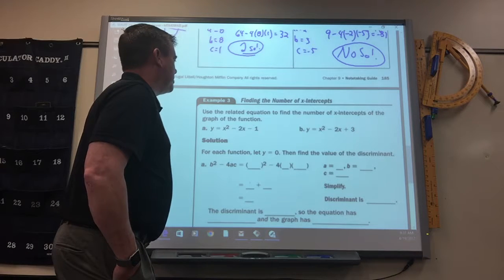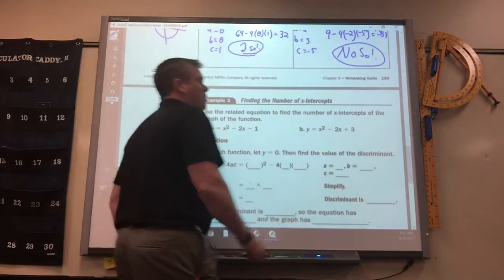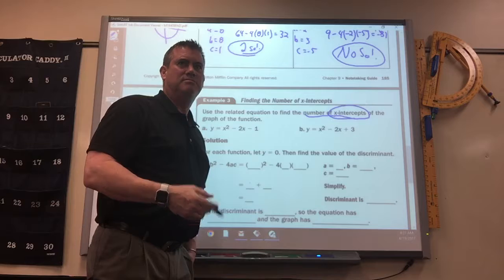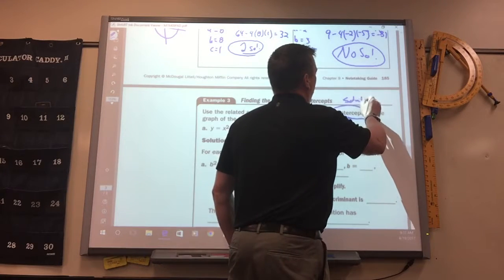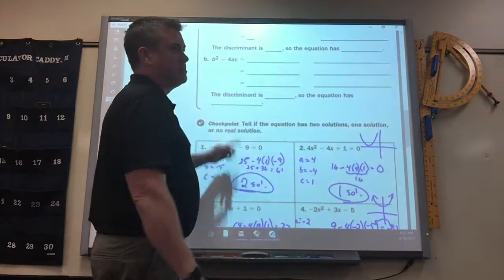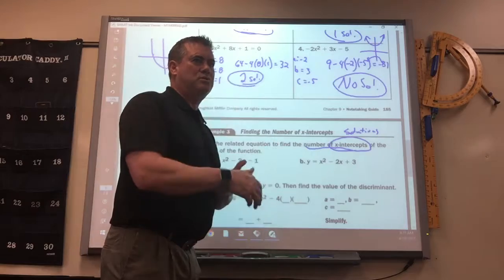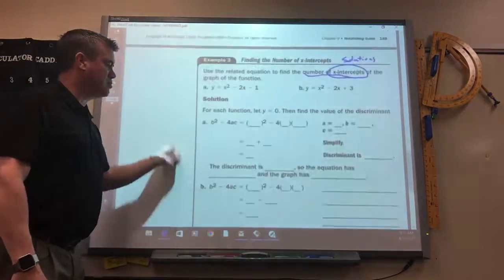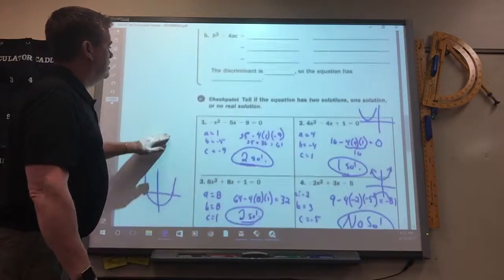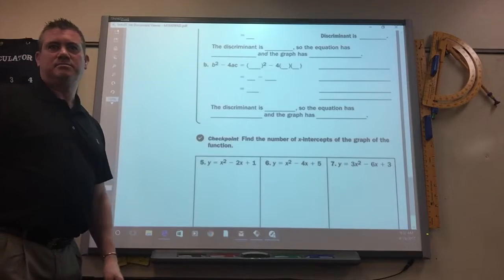Okay, these are the same problems. Use the related equation to find the number of x-intercepts of the graph. Remember, the number of x-intercepts, what does x-intercepts mean? Solutions. So, these problems, it's just worded differently. It's the same as this. So to find the number of x-intercepts, that just means does it have two solutions, one solution, no solution. Okay? So that's what the whole thing is. The only difference on these is they have a y in it. Here it's set equal to 0. But they're the same exact thing. Everyone got it?